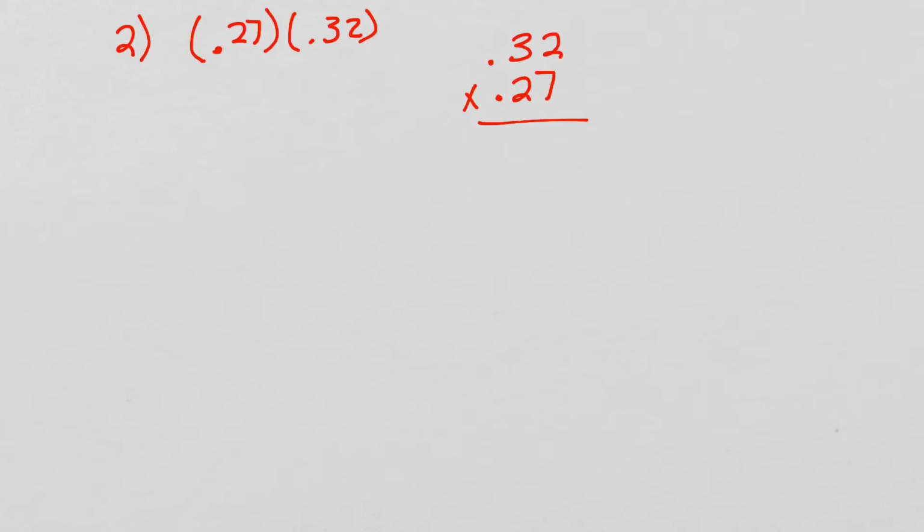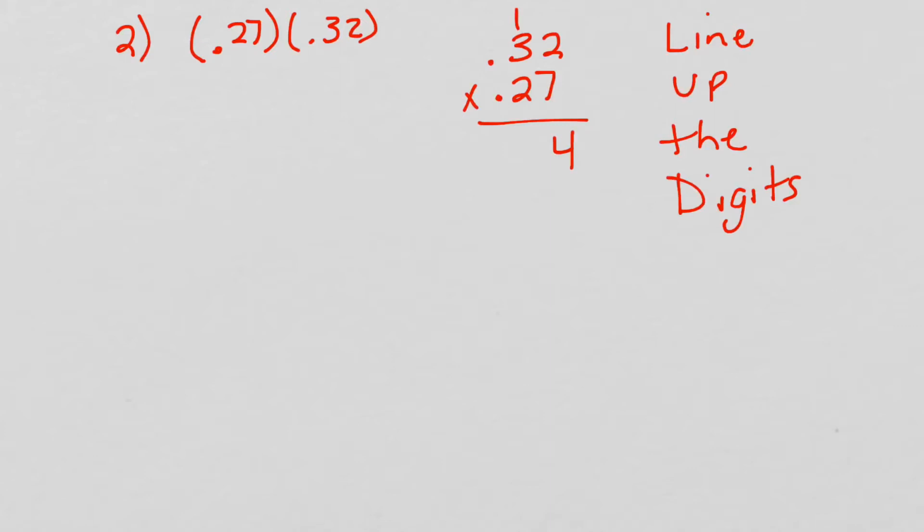Next, I'm going to multiply. When you multiply decimals, you line up the digits, not the decimals. So when I'm multiplying, I line up the digits, not the decimals. 7 times 2 is 14. 7 times 3 is 21, plus 1 is 22. Put my 0 in for place value.